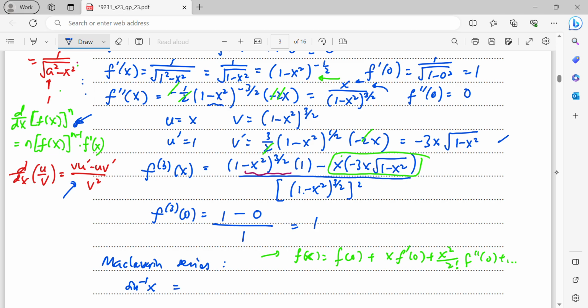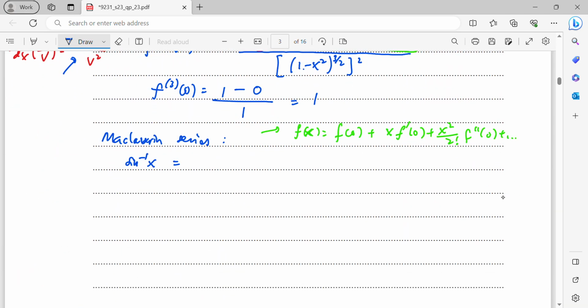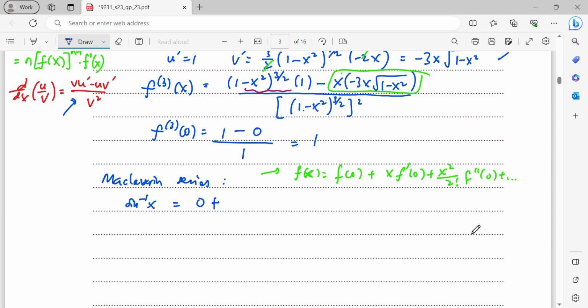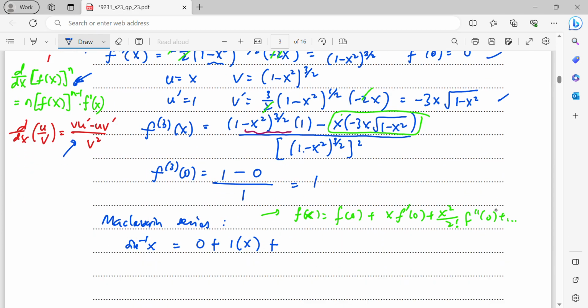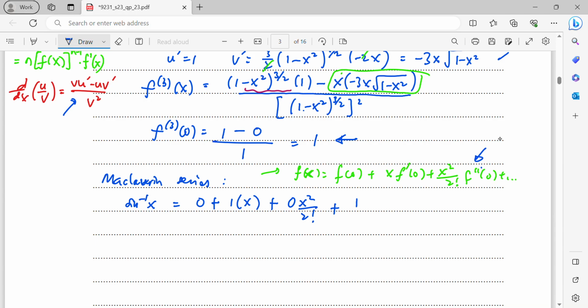So my f(0) is 0. Then plus the first derivative is 1, so 1 times x. Then plus the next one is 0, so it will be 0 times x squared over 2 factorial. Then plus the third one will be 1, so it will be 1 times x cubed over 3 factorial. Then plus dot dot dot.